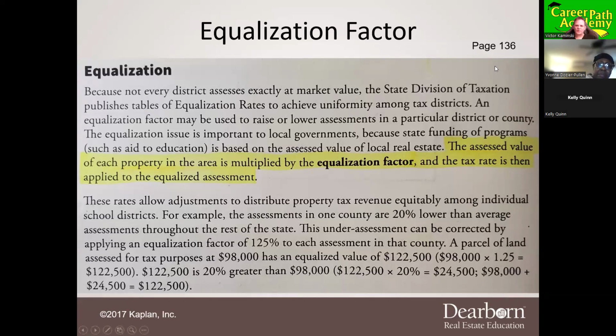So let's highlight on page 136, the assessed value of each property in the area is multiplied by the equalization factor, and the tax rate is then applied to the equalized assessment value. So then this way your tax can be adjusted up or down accordingly.